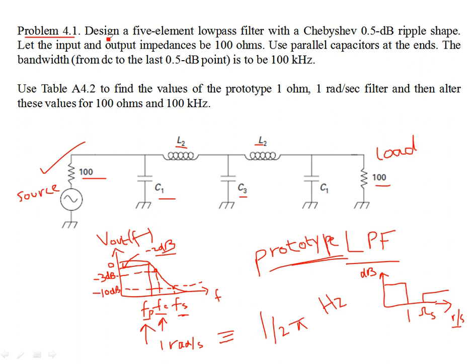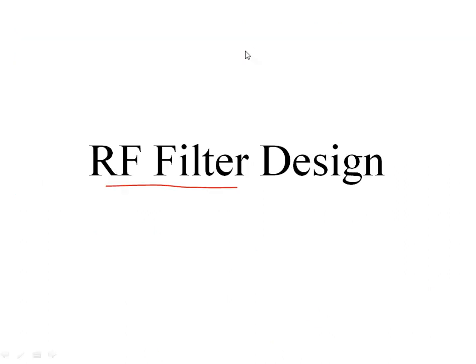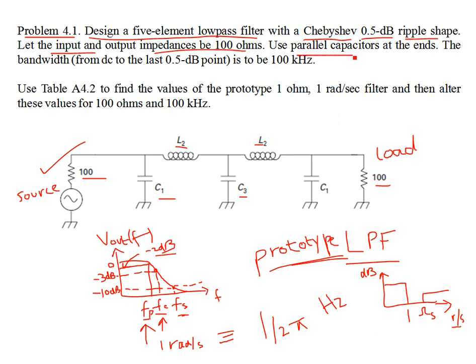Okay, so the question is, design a 5-element low-pass filter having a Chebyshev response of 0.5 dB ripple, and the input and output impedances should be 100 ohms. We have to use parallel capacitors at the ends, and this is the circuit specification. The bandwidth from DC to the last 0.5 dB point is 100 kilohertz.